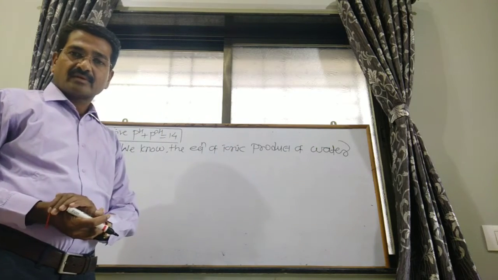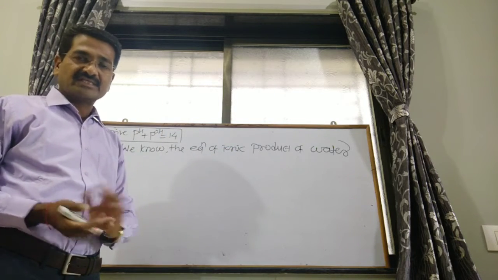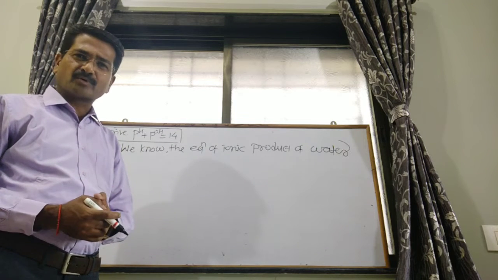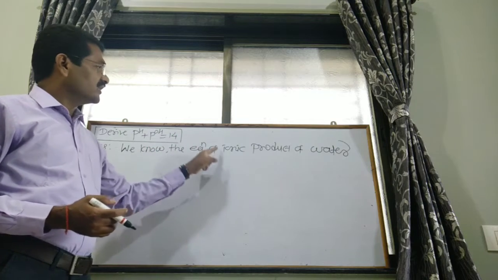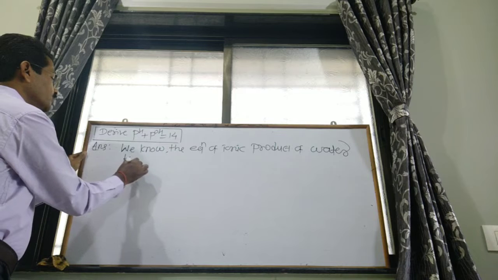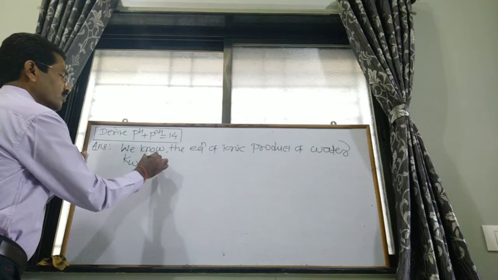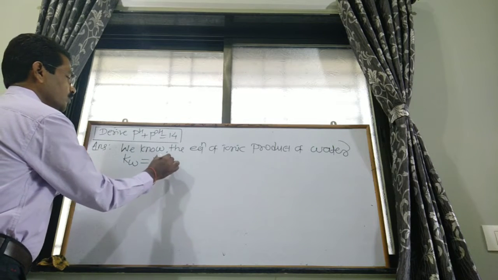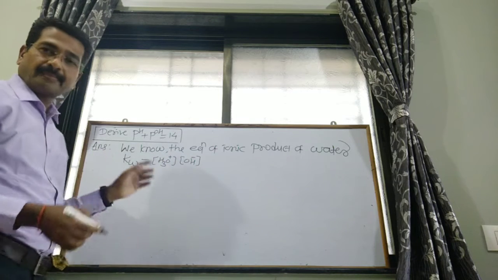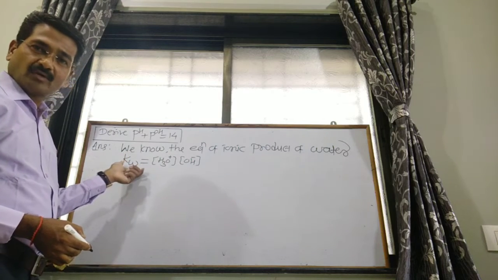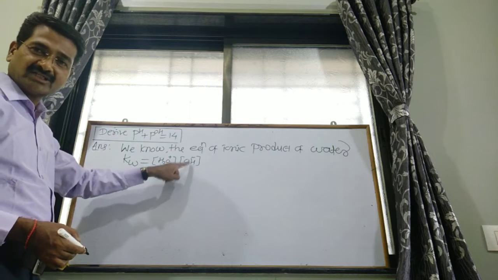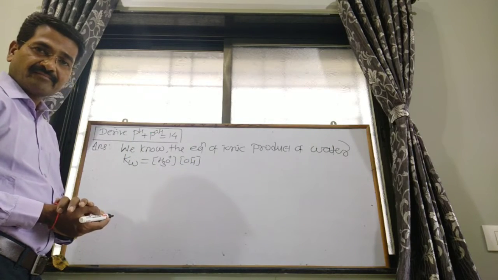Just before the pH scale, we discussed the ionic product of water. We know the equation of the ionic product of water: Kw is equal to the concentration of H3O+ times the concentration of OH-. Kw is equal to the concentration of hydronium ion times the concentration of hydroxyl ion.